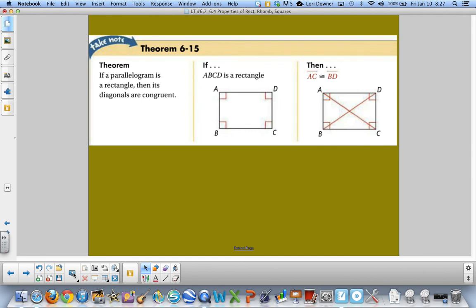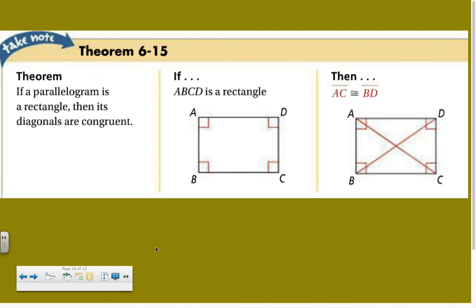We have another theorem to add. Let's add this to our purple sheets. If a parallelogram is a rectangle, then its diagonals are congruent. So that tells me if I have a rectangle, 4 90-degree angles, then AC is going to be the exact same length as BD. Pause the movie, add that to your purple sheet, press play when you're finished.